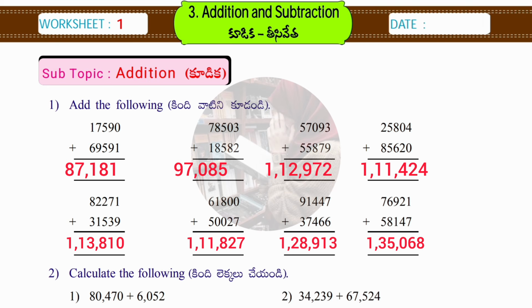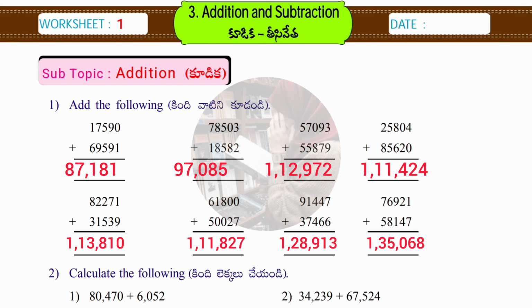Then 9 plus 7 plus 1 is 17. 1 goes to the 10,000 place and 7, write it down here. Then 6 plus 1 is 7, 7 plus 1 is 8. So the answer is 87,181. Understood, guys? In this way, in the same manner, we have to do addition for the rest of the given sums. Let's see.